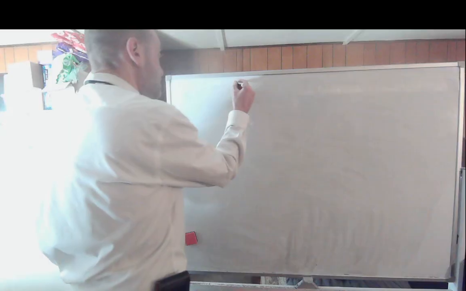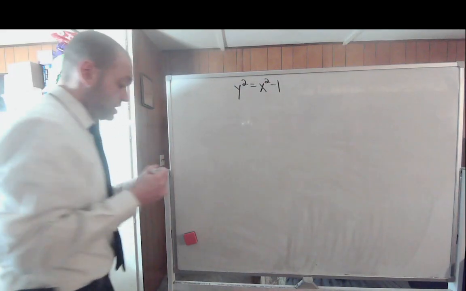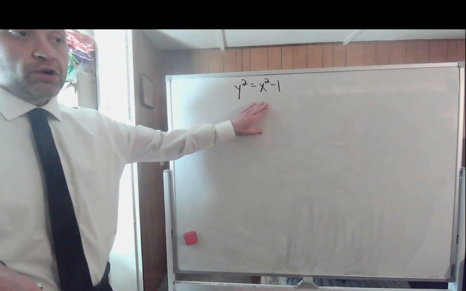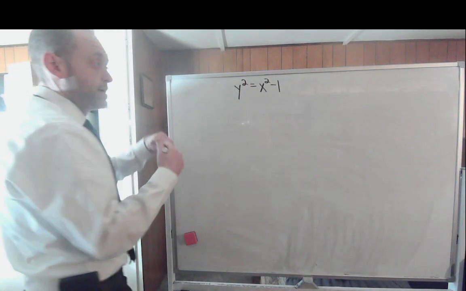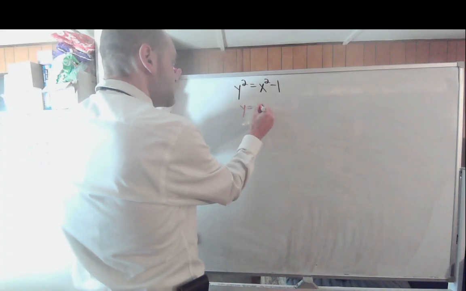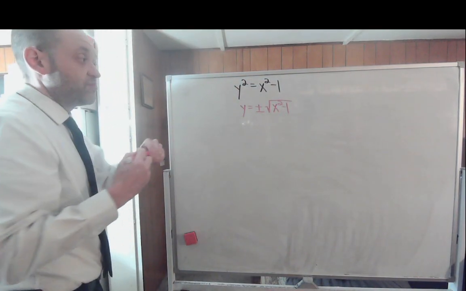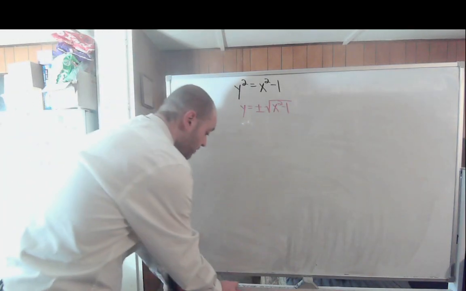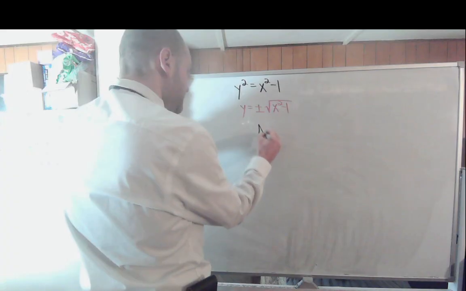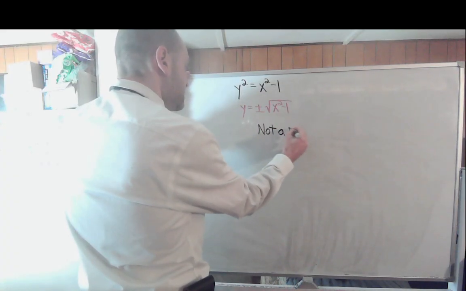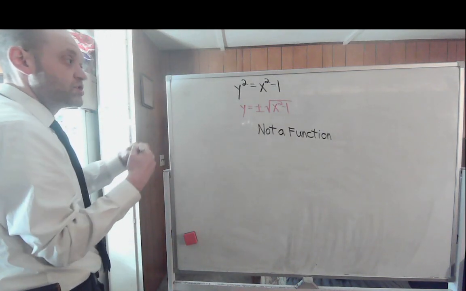All right, now how about y squared equals x squared minus 1? This would turn out to be the equation of a hyperbola, if we remember that from Algebra 2. But we want to solve for y. So y would equal both plus and minus the square root of x squared minus 1. Well, you have both a plus and minus on the square root, so for every value of x I put in, I'm going to have two values of y. So this would make this equation not a function. This relation would not be considered a function because for every value of x you put in, you'll have two values of y.